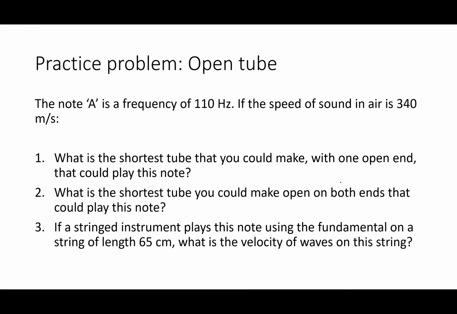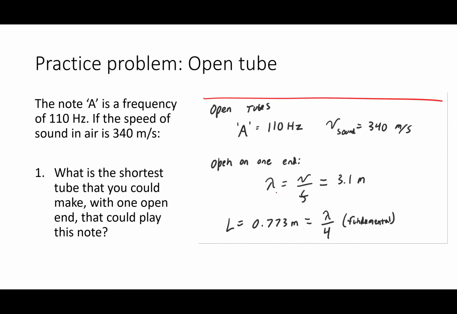So for the quantitative problem, following up on this, we can connect this to music, right? So like the note A is a frequency of 110 hertz. And so if we know the speed of sound, we can use that information to figure out the wavelength of the sound wave. So the first question asks, what is the shortest tube that I could make that could play this note? So shortest tube is my way of saying that we're going to be looking for the fundamental.